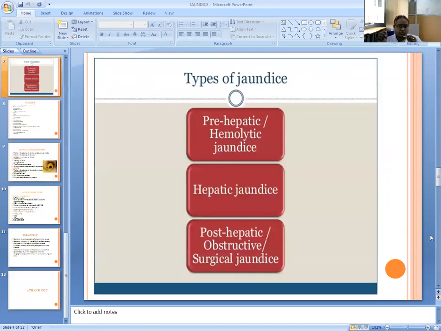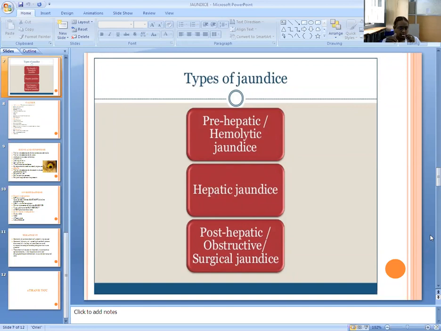Now the types of jaundice. Prehepatic, hepatic, posthepatic: pathology before the liver, in the liver, and after the liver. Prehepatic causes mainly include hemolytic causes, meaning excessive breakdown of RBC, as we see in hemolytic anemias, with excessive release of hemoglobin and excessive formation of bilirubin.